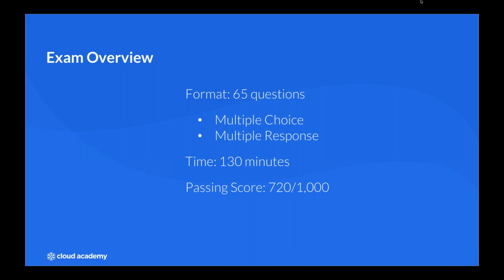A passing score is a scaled score of 720. You have to have at least 720, so 70%-ish or 72%-ish out of 1,000. And what makes this interesting is that it's a scaled score, which means that you don't ever get your raw score. You never know how many you got right or wrong.